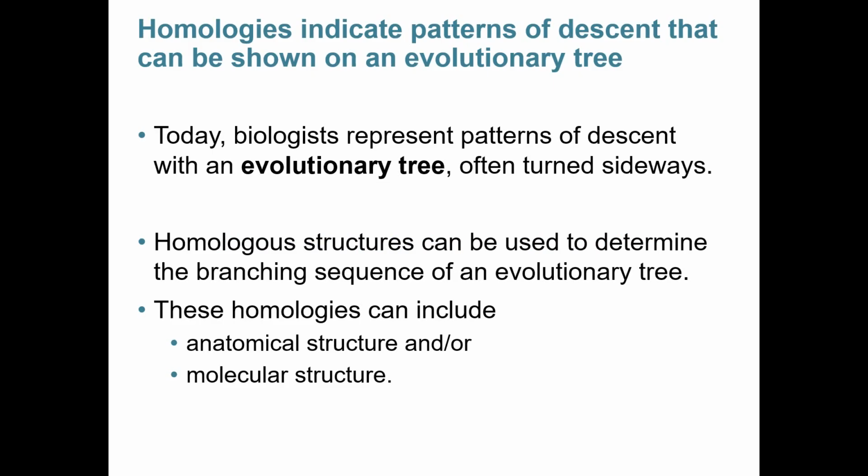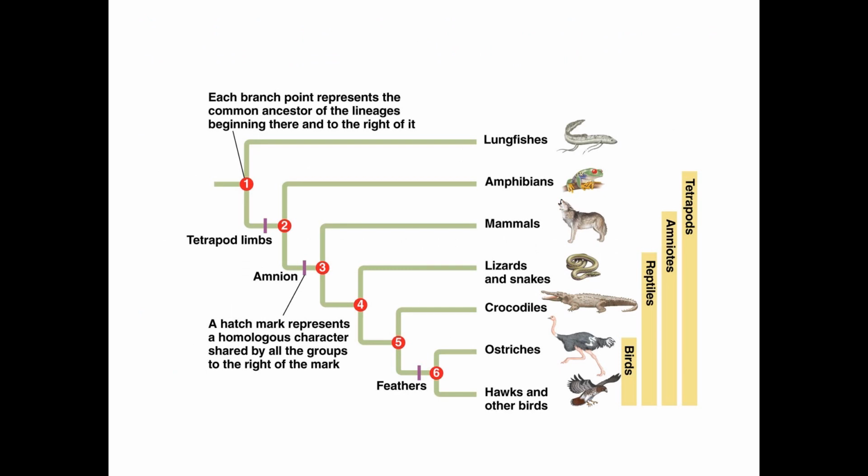The last topic that we're going to discuss is mechanisms of speciation itself. Today's biologists represent patterns of descent using evolutionary trees. These are often turned sideways, and homologous structures can be used to determine the branching sequence of those trees, so we can use anatomical structure or molecular structure. These kinds of evolutionary trees look a lot like this, where each of the nodes, labeled 1, 2, 3, 4, 5, and 6, is a common ancestor between subsequent branches.